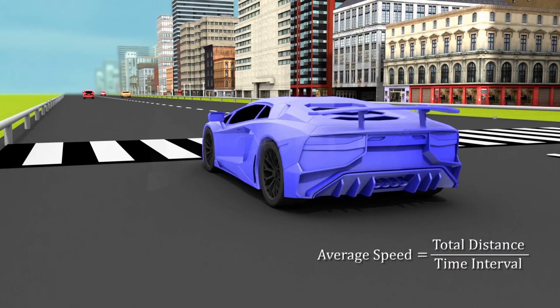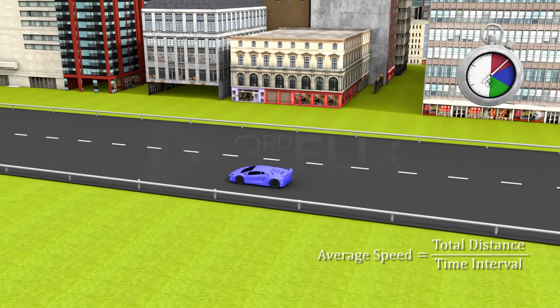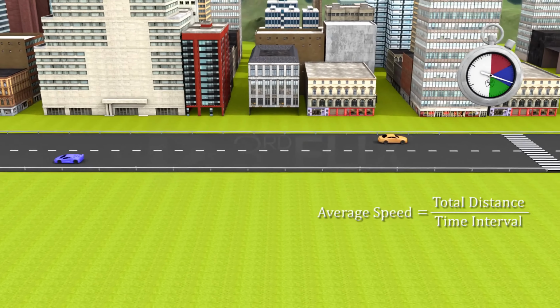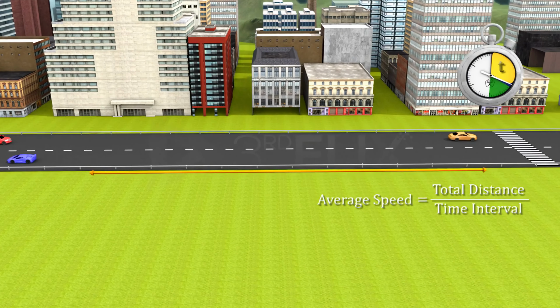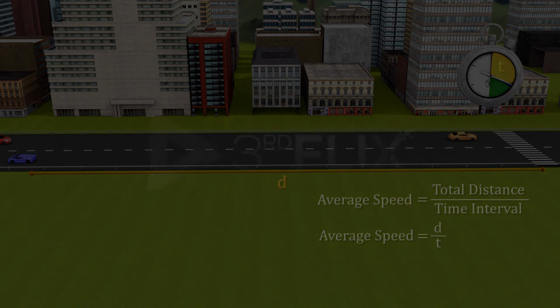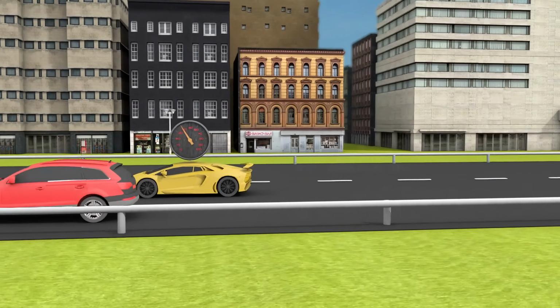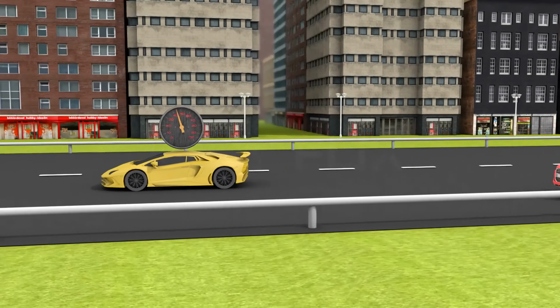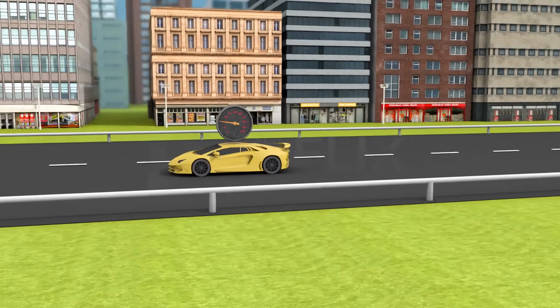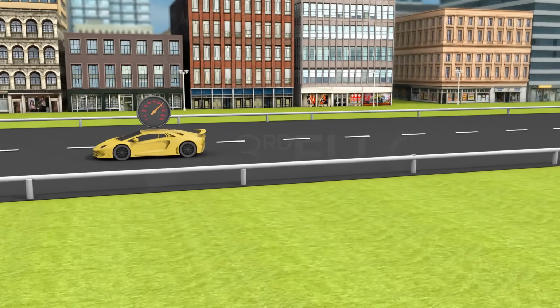If a car moving in a straight line covers a distance d in a certain time interval t, average speed of the car is d by t. In most cases, objects travel at different speeds in different time intervals. Such a motion is called non-uniform motion.